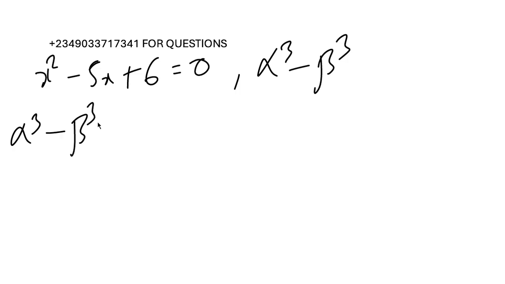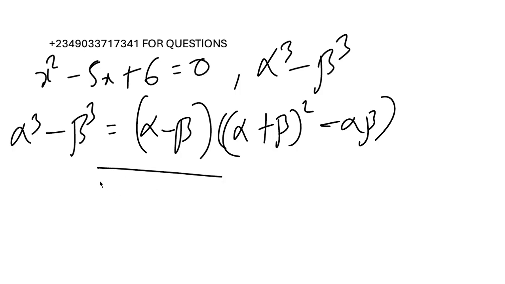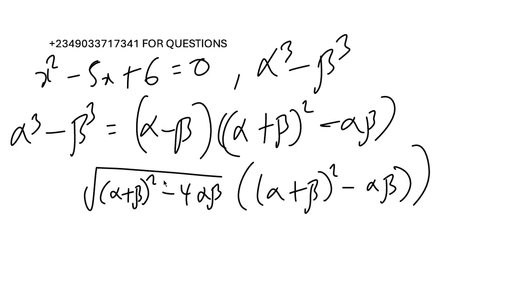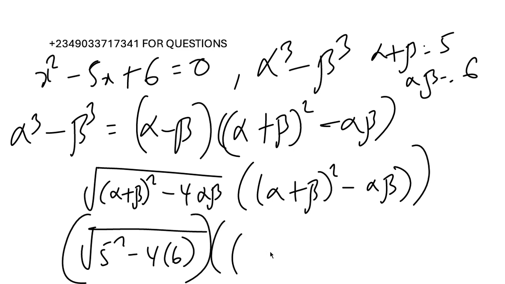Alpha cubed minus beta cubed is equal to what? Alpha minus beta into alpha squared plus beta squared minus alpha beta. So that will be the square root of alpha plus beta all squared minus 4 alpha beta, into alpha plus beta all squared minus alpha beta. So what's alpha plus beta here? Alpha plus beta is 5 and alpha beta is 6. So that will be the square root of 5 squared minus 4 into 6, and then into 5 squared minus 6, right?